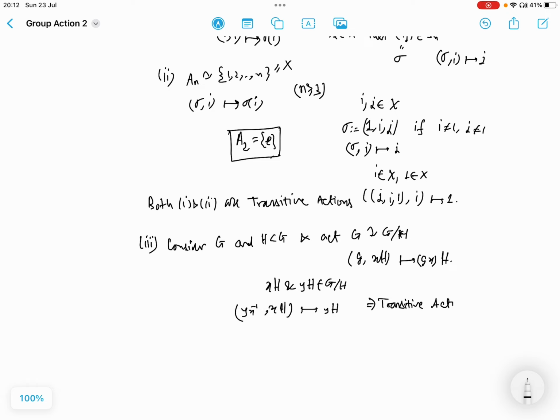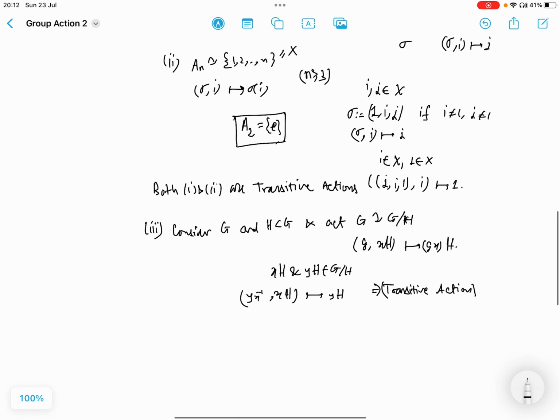Right? Pretty much trivial. Right, because inverse exists in a group. That's why any left multiplication is transitive, because you can connect any two points of the set by means of an element of G, taking inverses and all. So this is this.